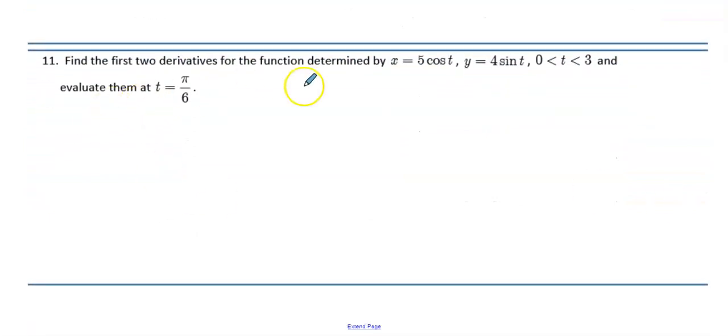So this one says find the first 2 derivatives of the function determined by x equals 5 cosine of t and y equals 4 sine of t. And we're given the restriction of 0 to 3 for t. And then we want to evaluate them at pi over 6.